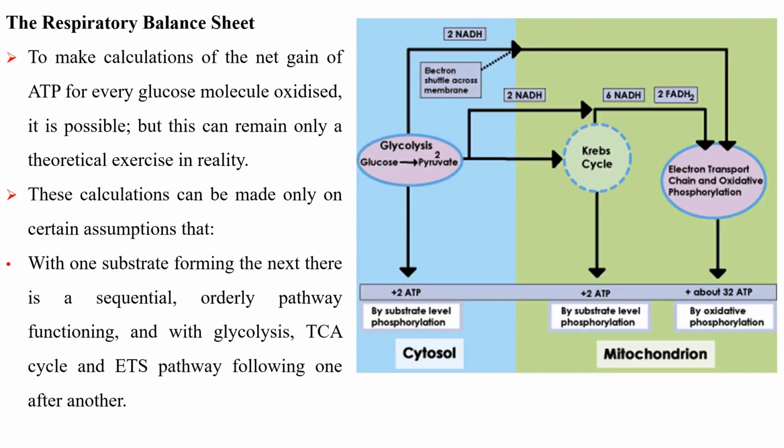The respiratory balance sheet. It is possible to make a calculation of the net gain of ATP for every glucose molecule oxidized, but this can remain only a theoretical exercise. These calculations can be made only on certain assumptions: that there is a sequential, orderly pathway functioning, with one substrate forming the next, and with glycolysis, the TCA cycle and the ETS pathway following one after another.